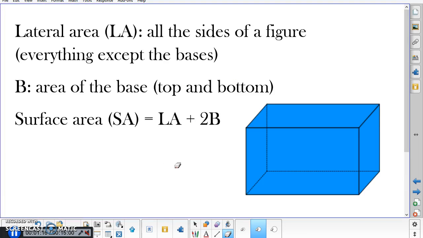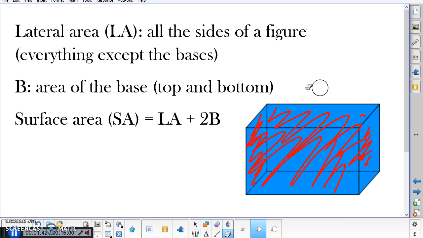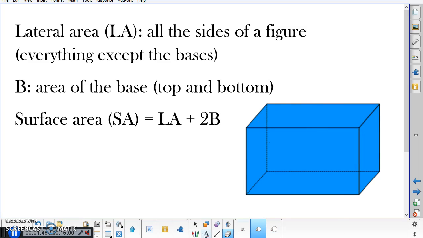So let's take a look here. Lateral area, remember, is all of the sides of a figure, everything except the bases. So if we were to do the lateral area of this figure, it would be the front, this side, the back, and this side. Now let's go ahead and look at it a little more closely. We have the front and the back, the two sides, and that would be it.